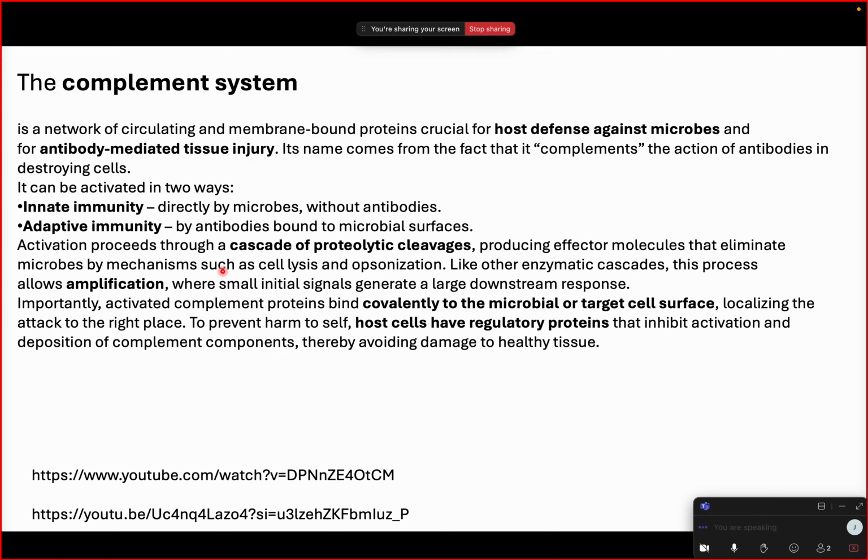Like other enzymatic cascades, this process allows amplification, where small initial signals generate a large downstream response. Importantly, activated complement proteins bind covalently to the microbial or target cell surface, localizing the attack to the right place. To prevent harm to self, host cells have regulatory proteins that inhibit activation and deposition of complement components, thereby avoiding damage to healthy tissue.